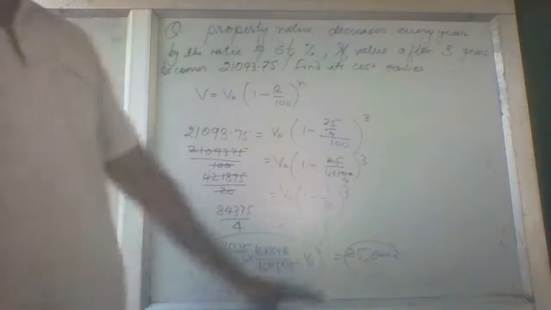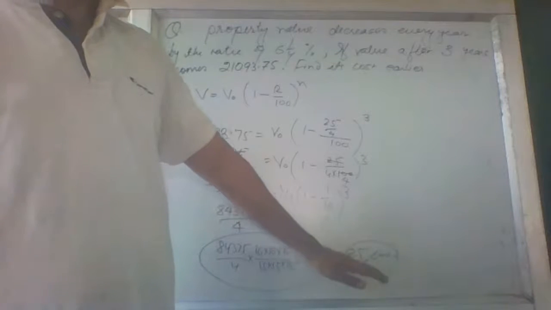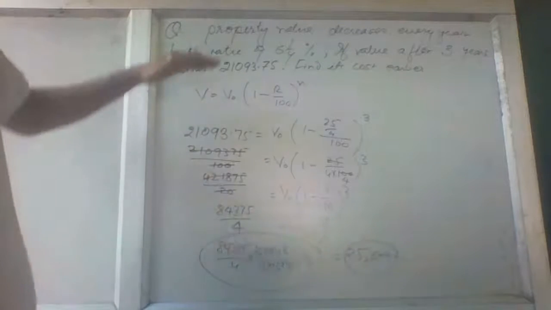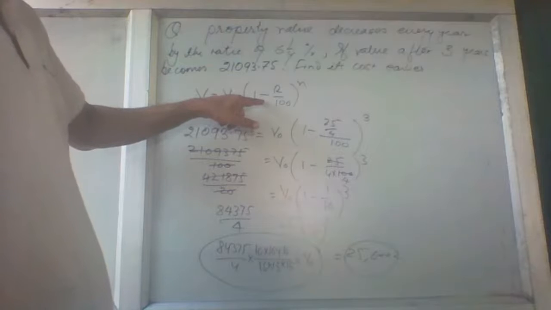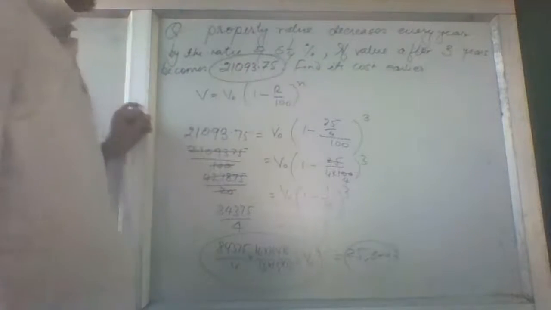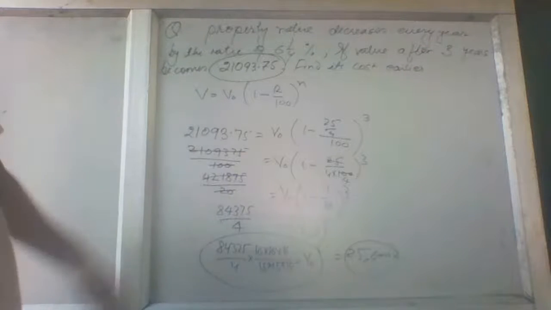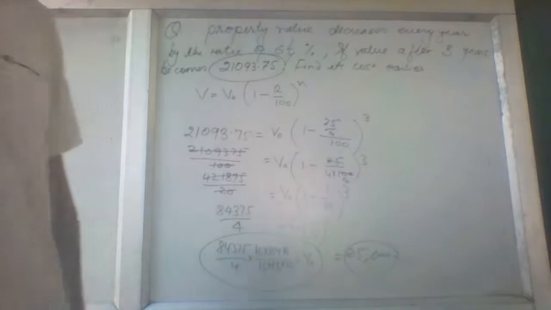Initially the cost was 25,600. Its value depreciated, meaning the minus sign was used here, and it turned into a value of 21,000 rupees only. After depreciation, this much amount the person will get.